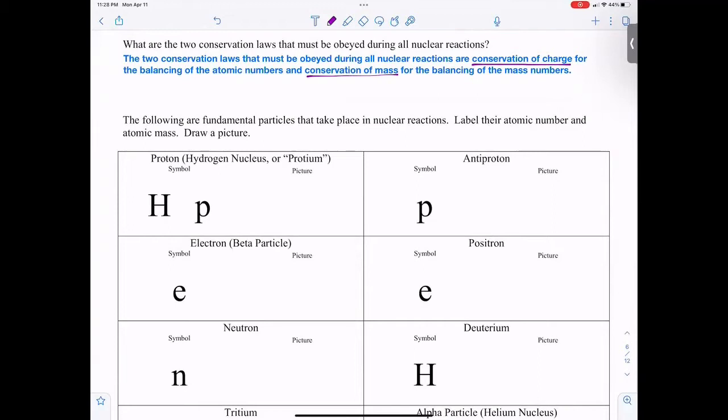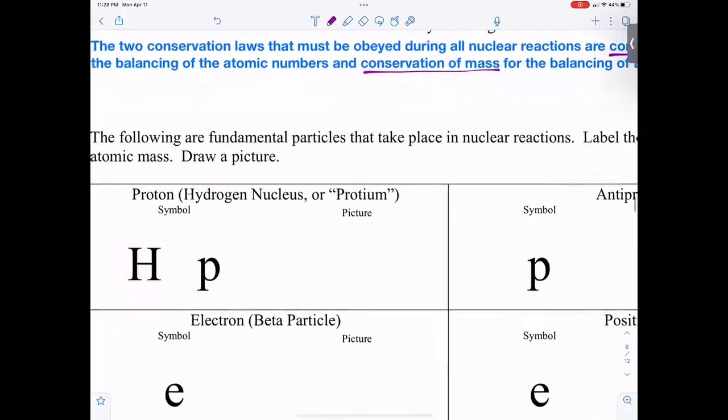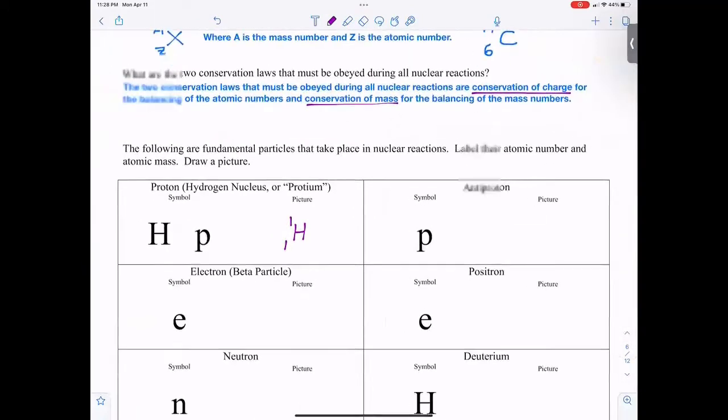Okay, so the proton has the symbol P, and essentially it is a hydrogen nucleus. It is also referred to as protium. And the symbol for that is going to be the hydrogen symbol H. Since it only has one proton, it has an atomic number of 1, and it has no neutrons, so 1 plus 0 would be a mass number of 1.